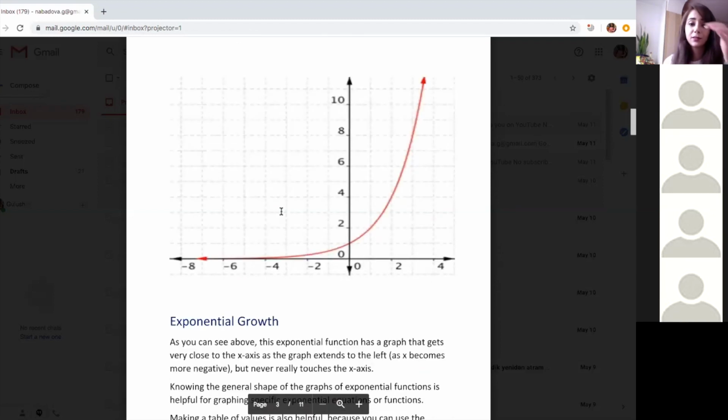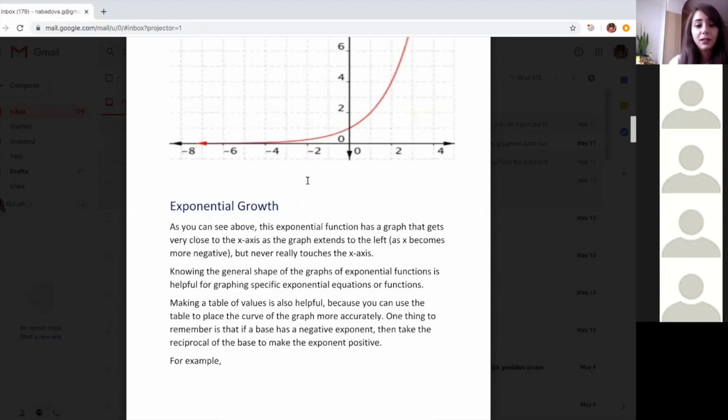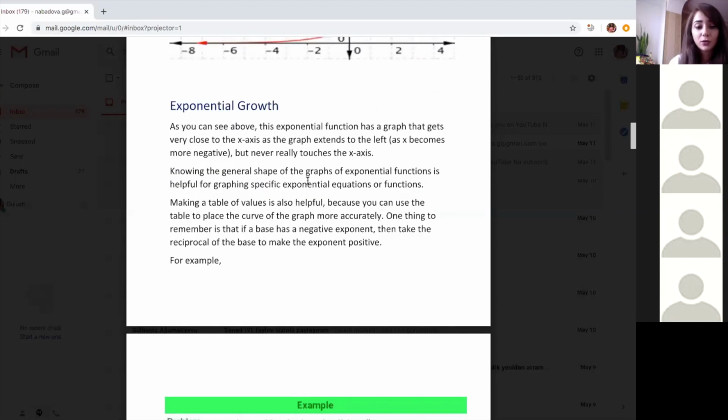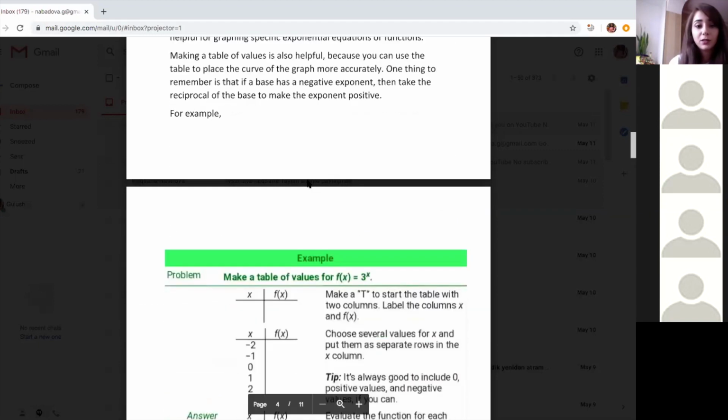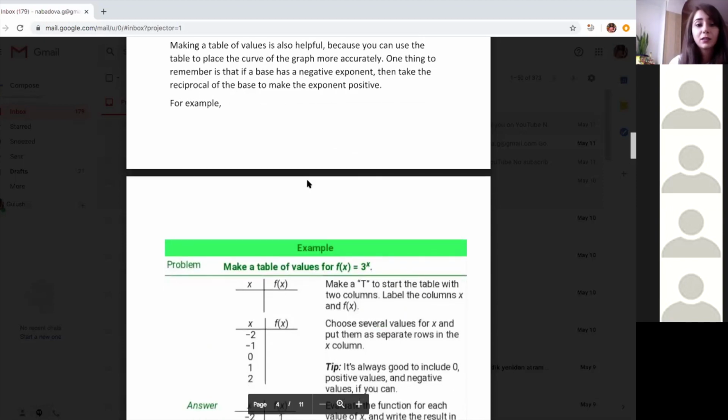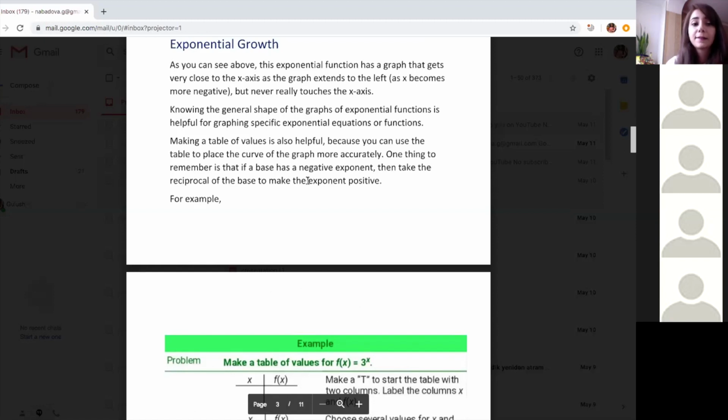Look at this picture. This is the graph of exponential growth. As you can see above, this exponential function has a graph that gets very close to the x-axis as the graph extends to the left, but never really touches the x-axis.